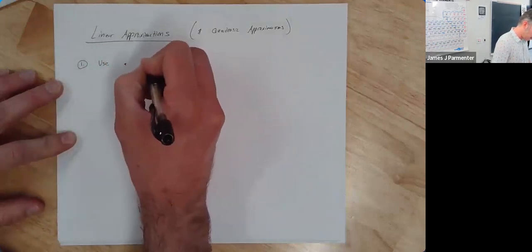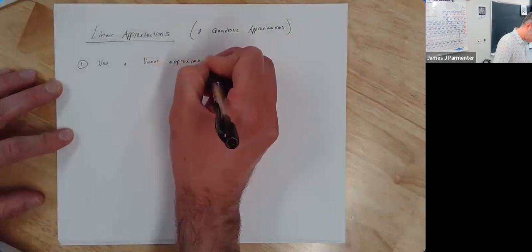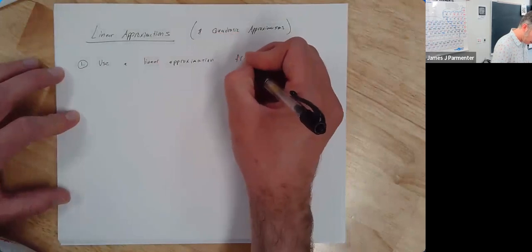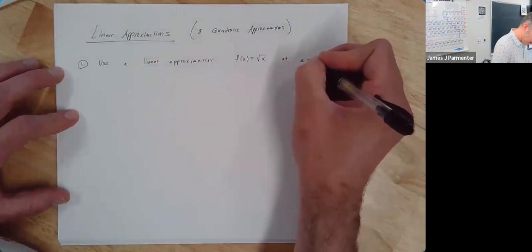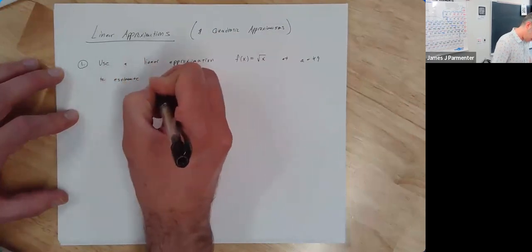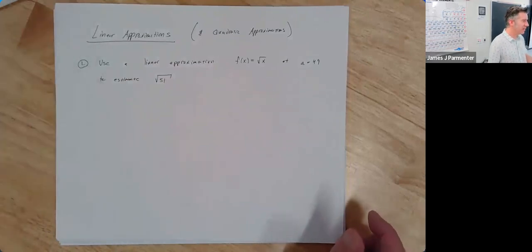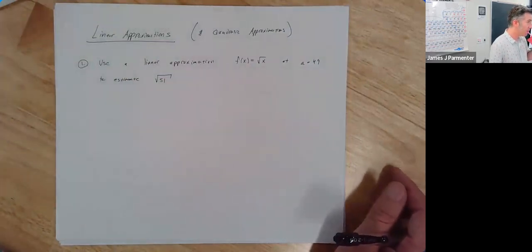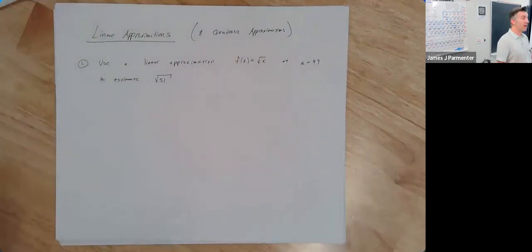I would like to be able to use a linear approximation. When you see those words, what you should really think is, oh, they mean a line. Use a line to approximate the function f of x equal to the square root of x at a equals 49 to estimate the square root of 51. What's the square root of 49? So I would expect my answer for the square root of 51 to be bigger or smaller? Definitely bigger, right? 51 is bigger than 49. Square root of 51 is going to be bigger than the square root of 49.